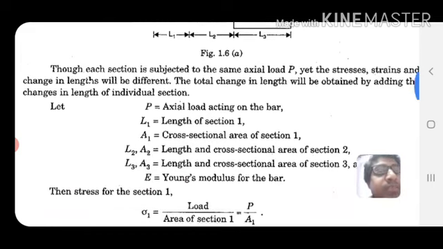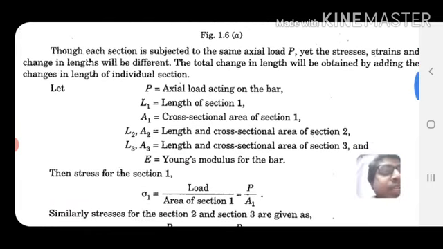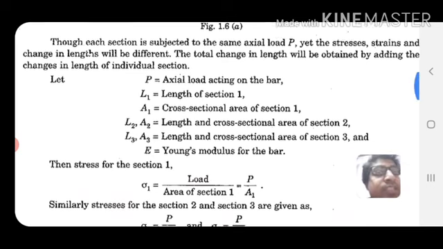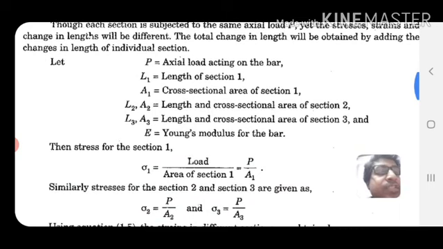P is the axial load acting on the bar. L1 is the length of section 1 and capital A1 is the cross-sectional area of section 1. L2 and A2 are the length and cross-sectional area of section 2. L3 and A3 are the length and cross-sectional area of section 3. And capital E is the Young's modulus of the bar.